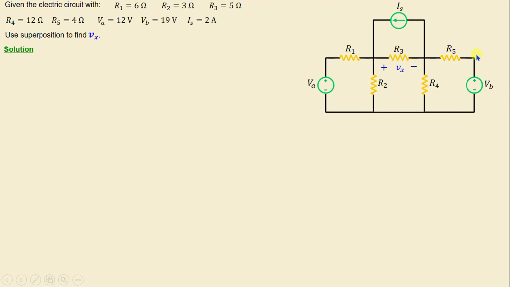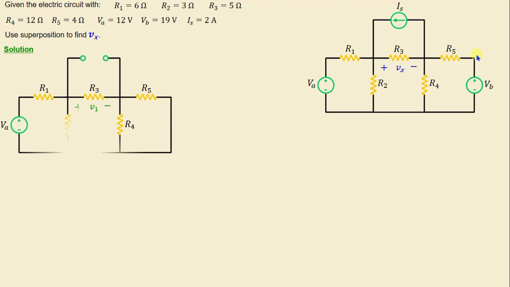Next, we proceed to deactivate all but one independent source in the circuit. This involves replacing the inactive voltage source with a short circuit, which means it's 0 voltage, and the current source with an open circuit, which means it's 0 current. First, let's begin by activating the independent voltage source Va and deactivating the independent current source Is and the independent voltage source Vb, which will be replaced respectively by an open circuit and a short circuit. The next step is to solve the circuit using conventional techniques.